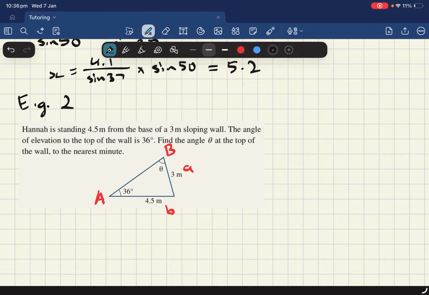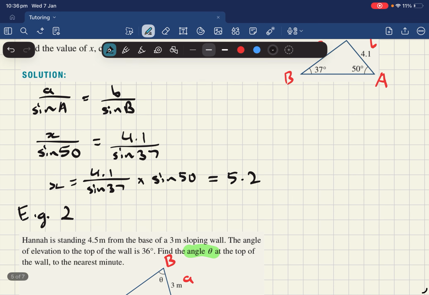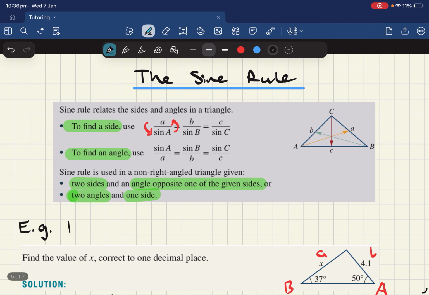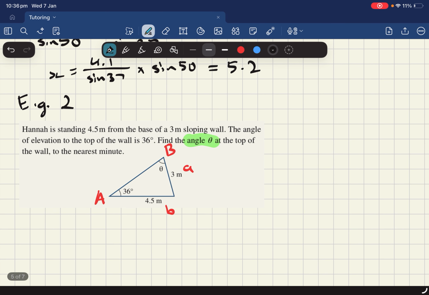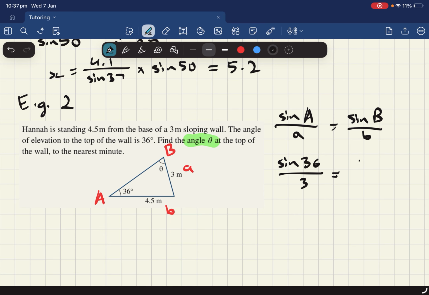So I'm going to rewrite my formula for sine rule. Here we're looking for an angle, saying find the angle theta. So we are going to use the formula, but flipped over. We are using this second formula here. So we're saying sine of A over A equals sine of B over B. And now I just substitute into the formula. So sine of 36 over 3 equals sine of theta over 4.5.